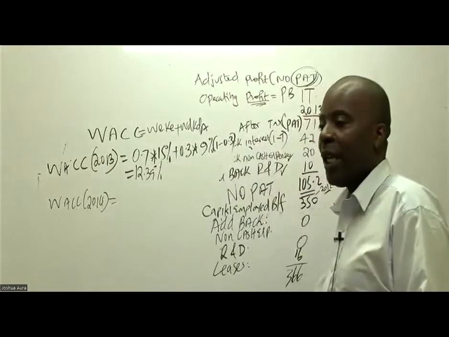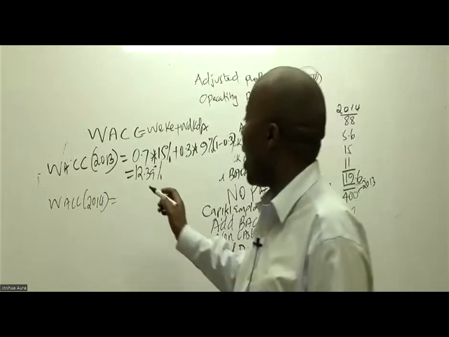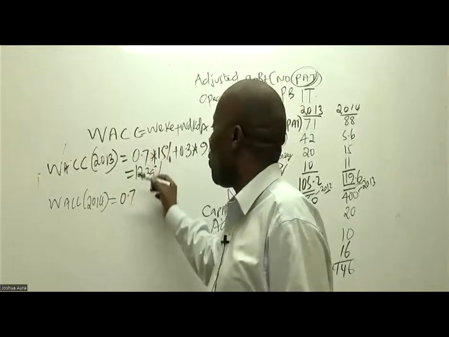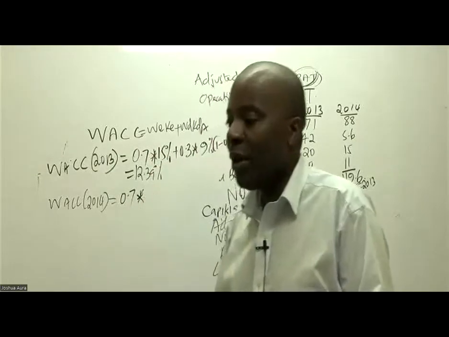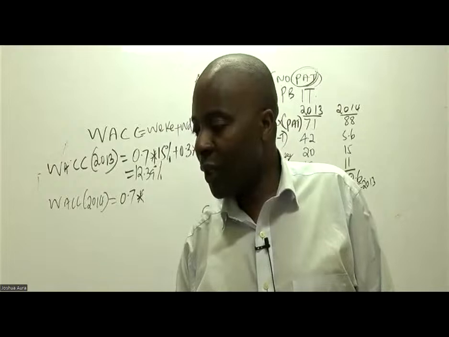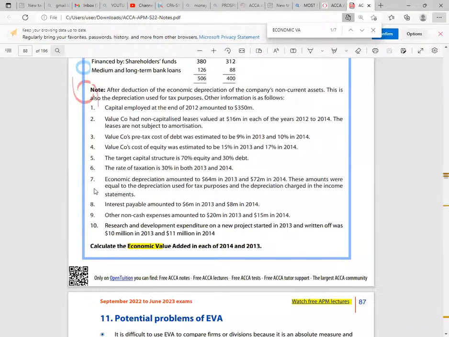WACC for 2014: I'll start with 0.7, which is the weight of equity, multiplied by the cost of equity. The cost of equity, as per note number 4, is what here? It is 15%. So times 15%. Nope, the cost of equity for 2014 is supposed to be 17%. The weight of debt doesn't change. The weight of debt is 0.3 times the cost of debt after taxation.